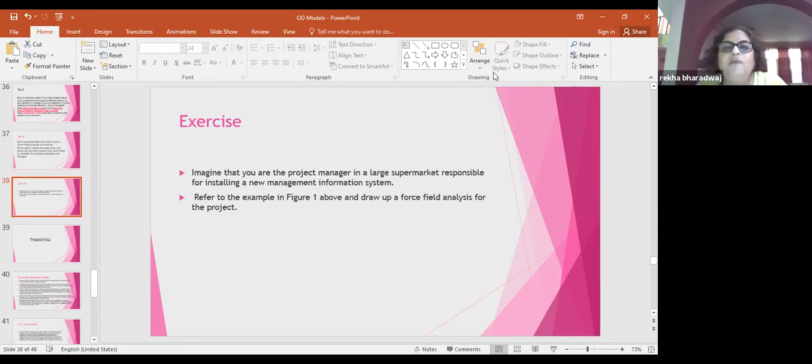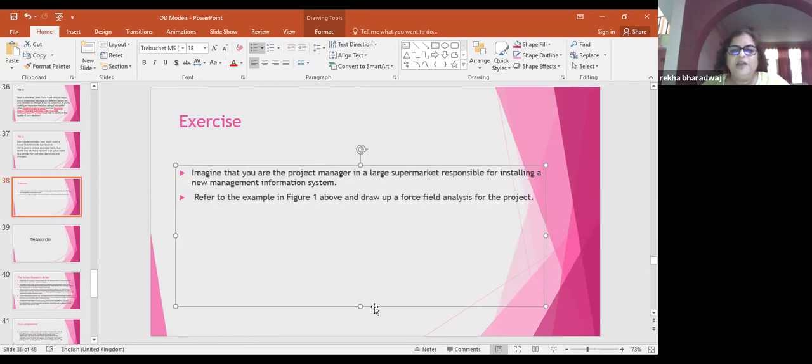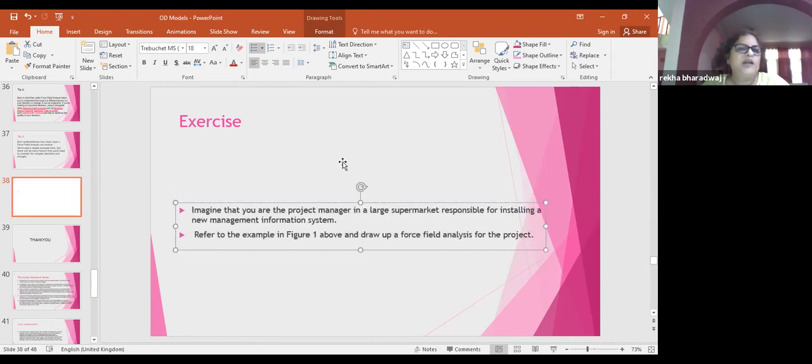So now I want you to do an exercise. Imagine you are the project manager of a supermarket which is responsible for implementing, installing a new MIS system. And referring to the example above, draw a force field analysis of the project.